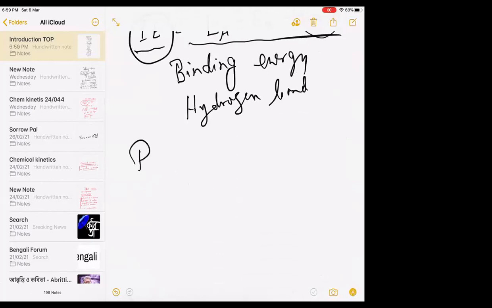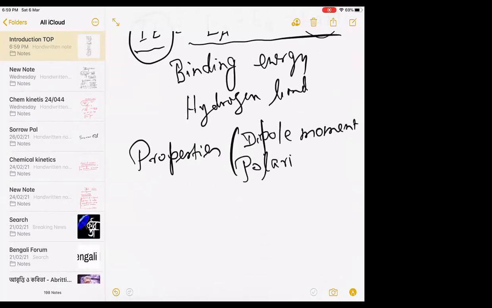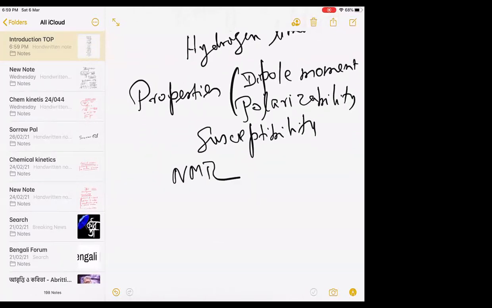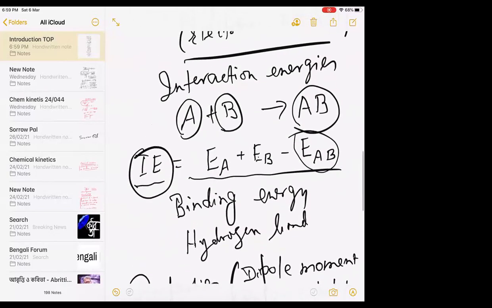You can also calculate the properties. What properties? Just to give an example, the dipole moment of a molecule. I can calculate polarizability. You can calculate hyperpolarizability, magnetic susceptibility. And then you can even do NMR. So all NMR parameters, shift and so on. So I think it's very, very potent. In fact, most of the spectroscopy that you do is amenable to calculations. And in many ways, quantum mechanics, and specifically quantum chemistry, comes into use.